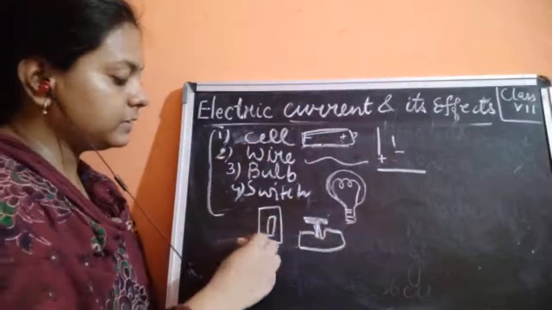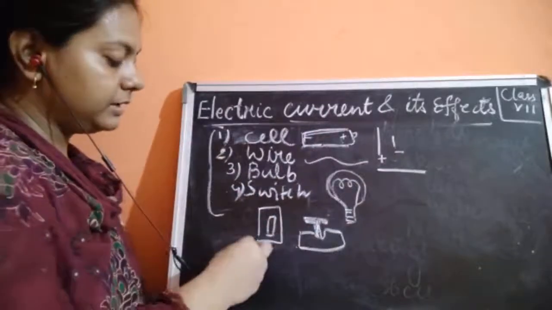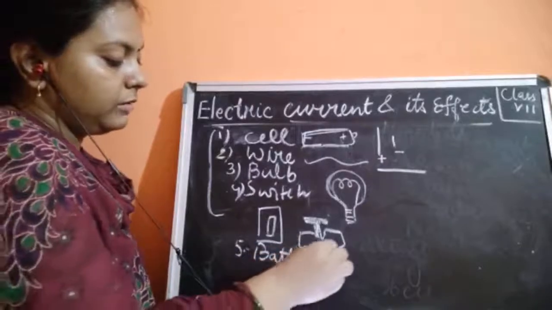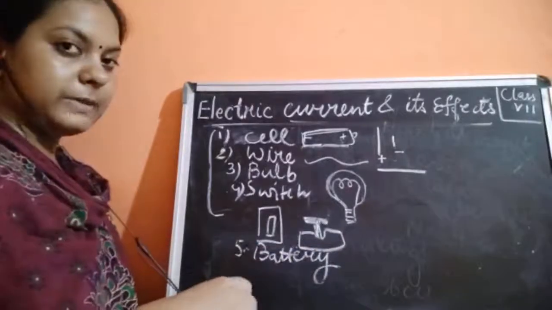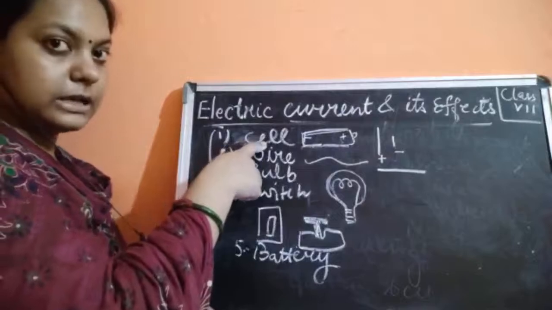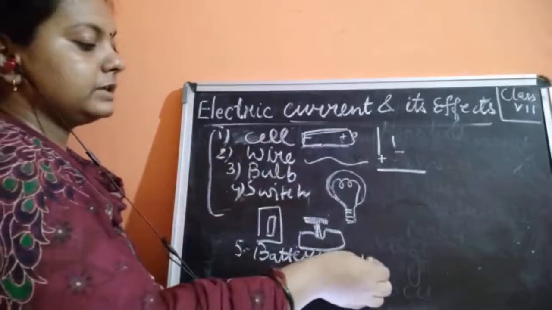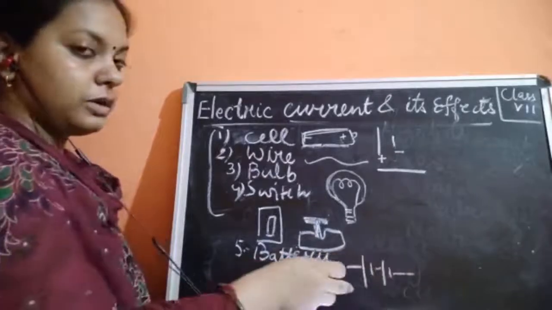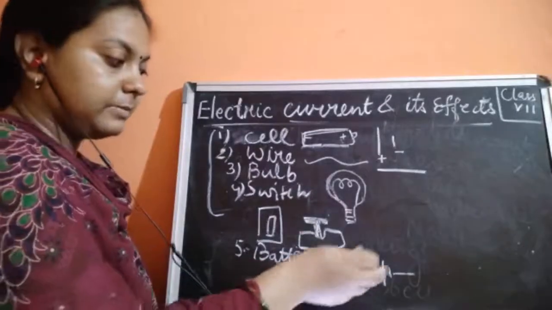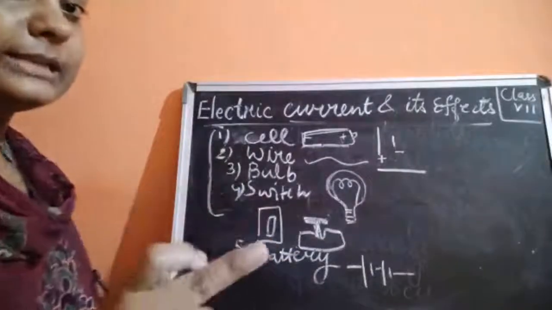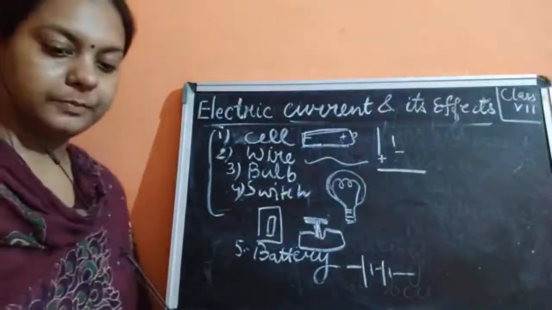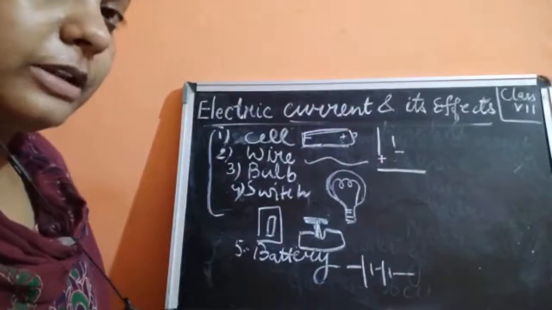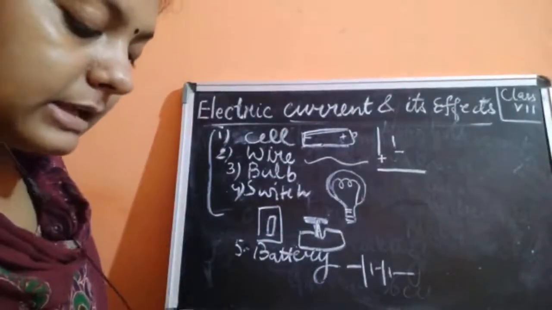Now, either you write a cell or you write a battery. What is the difference between a cell and a battery? A battery means it is a multiple of cells. If more than one cell is joined, it means it is a battery. So if more than one cell is there, it is a battery.